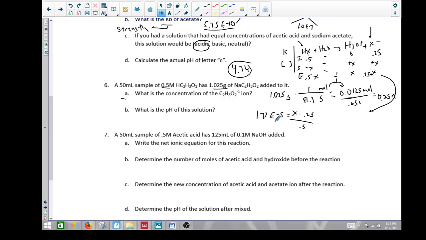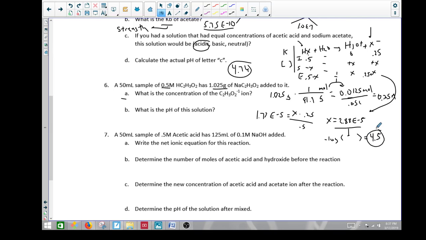2.88 e to the negative fifth. All right, x equals 2.88 e to the negative fifth. All right, and then if they ask for just the H plus concentration, that would be the answer. Be careful about that. Sometimes they don't ask for the pH, but negative log of this particular thing here will give me my pH. All right, so negative log, previous calculation, 4.5. And that's my answer.